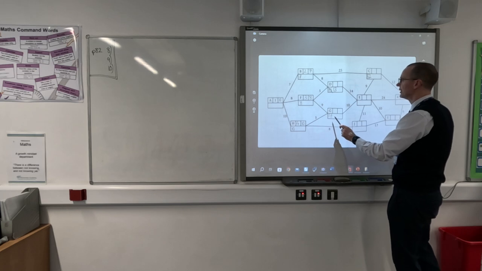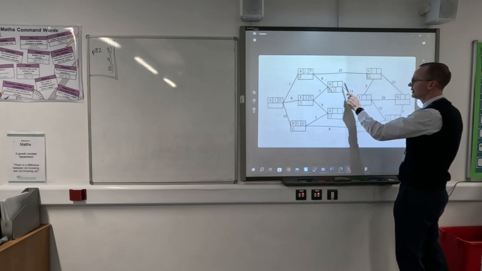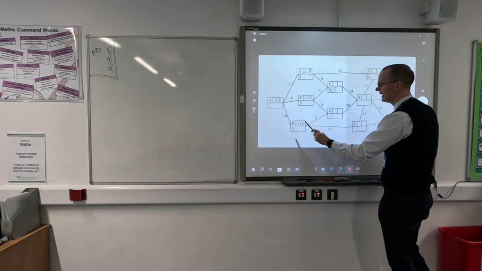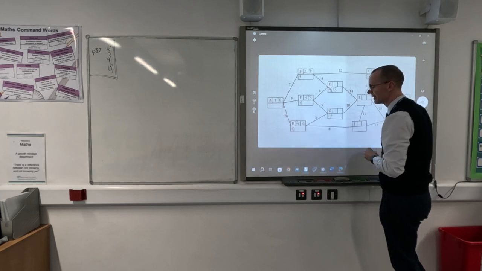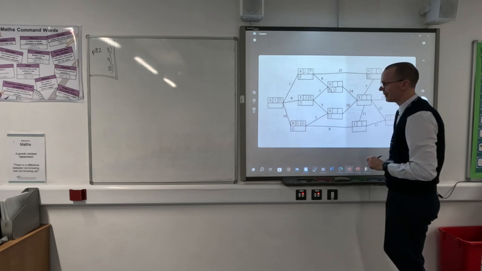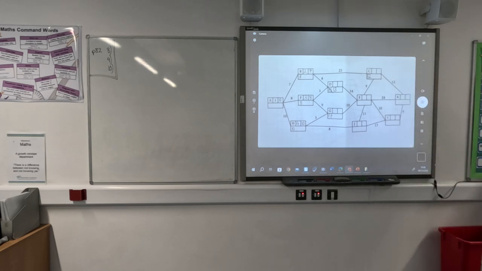So I now choose the shortest temporary label. I've got 32, 13, 17, 10. So that's the fourth place. I know the shortest distance from A to H is 10.